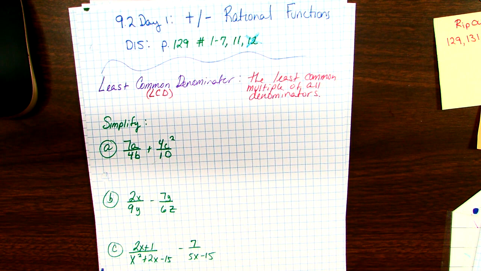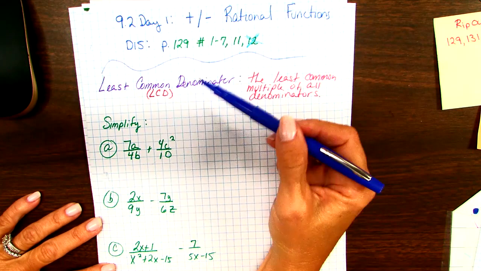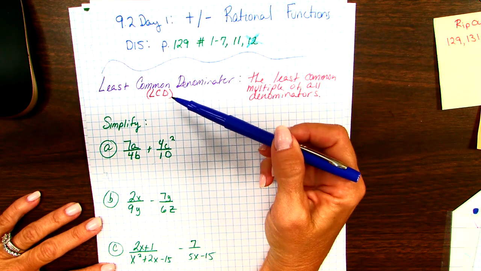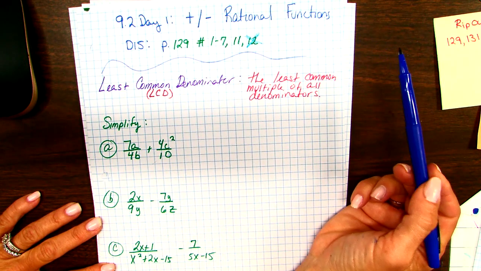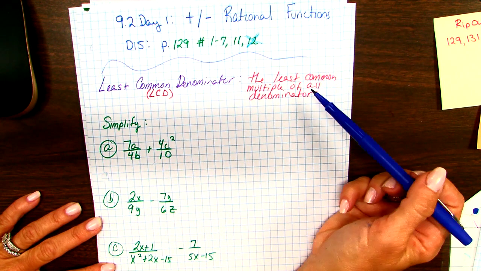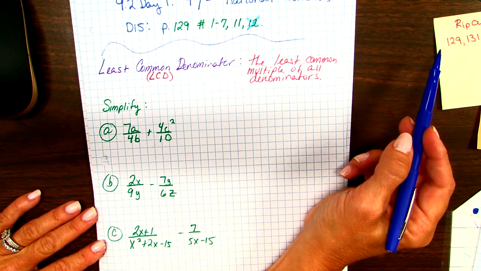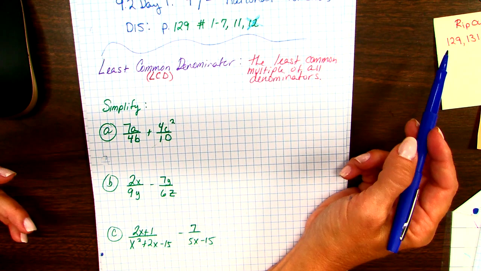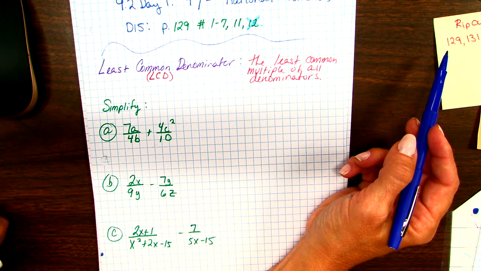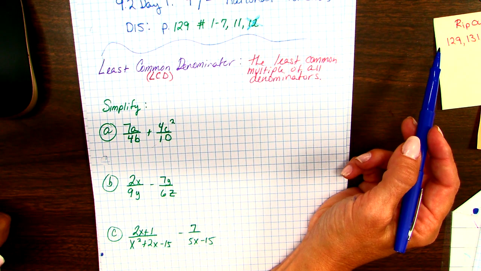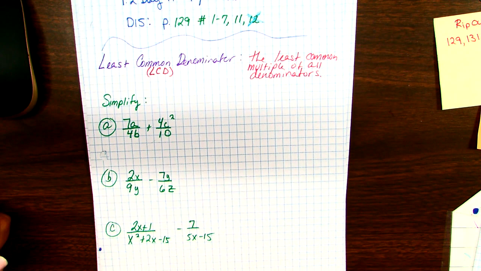So that's the first thing we're going to talk about: least common denominator, or LCD. It's the least common multiple of all denominators, okay? It's really no different than when you're adding or subtracting fractions like 1/2 plus 3/4. These are just varsity level fractions, right? You're in varsity math at this point, so we don't have those easy fractions anymore, we have the harder ones.